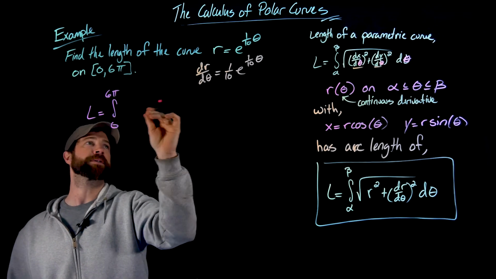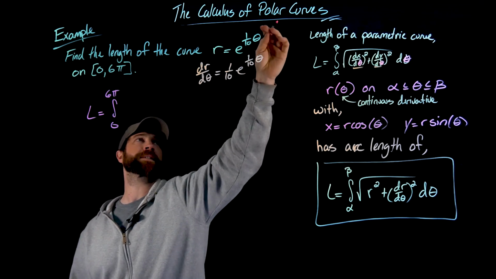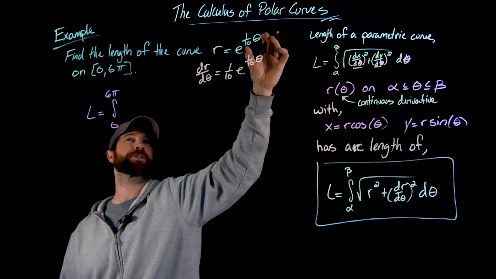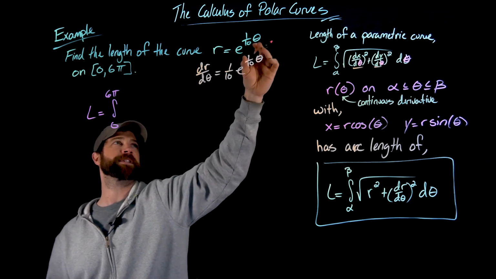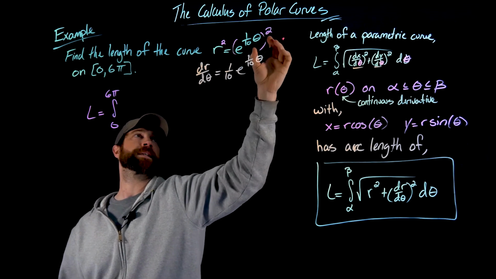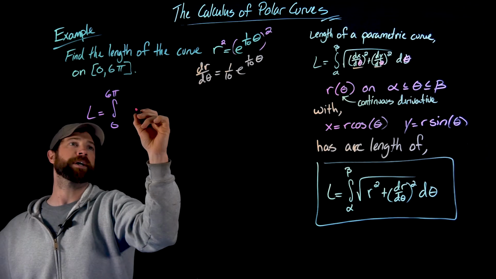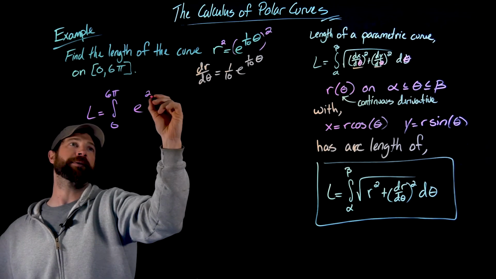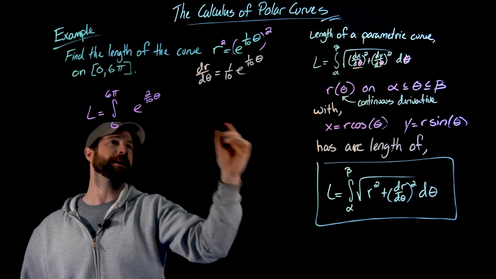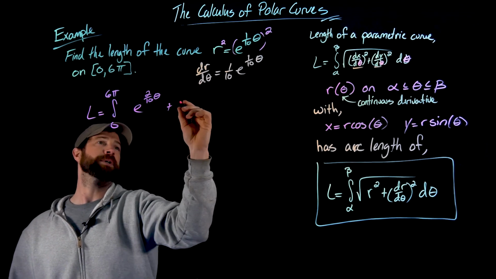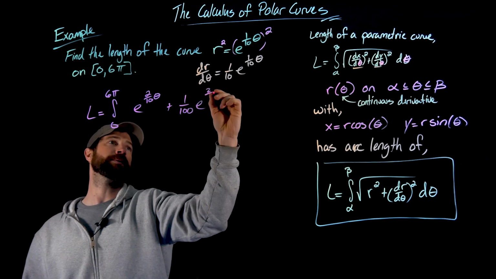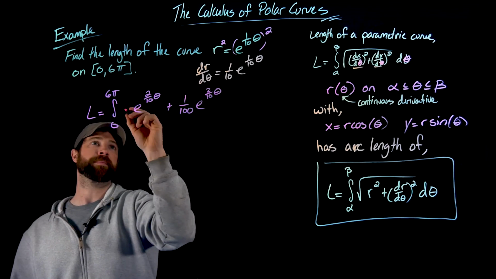First up, we have r squared. So if I raise this to the second power, since I have an exponential expression and an exponent, I'm just multiplying those together just to save myself a step here. So if I have r squared, I get this, then I can multiply those together. So that becomes e to the 2/10 theta. And then the same thing going here, squaring this just gives me 1/100th e to the 2/10 theta.